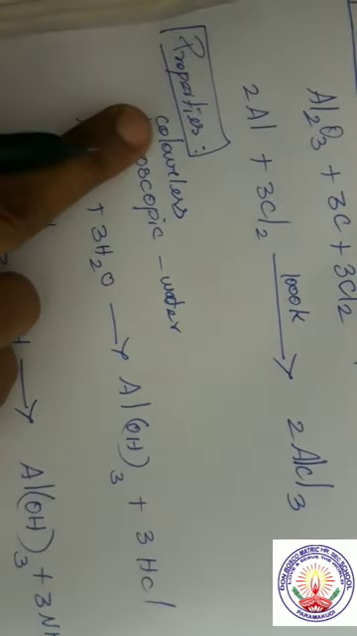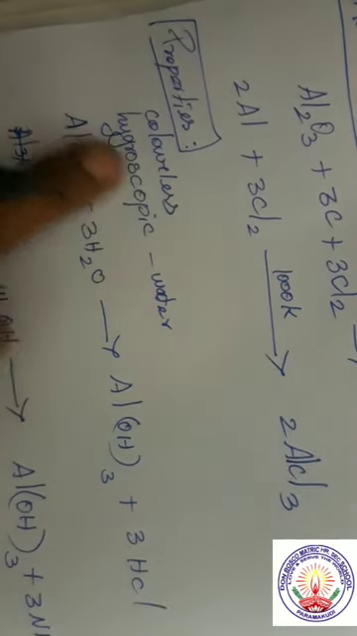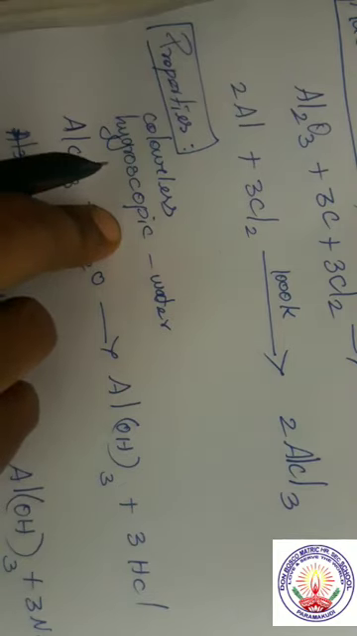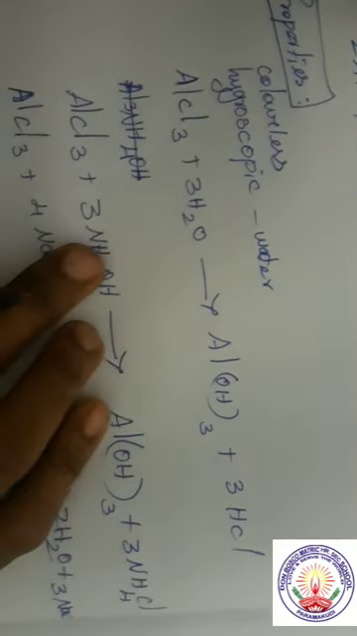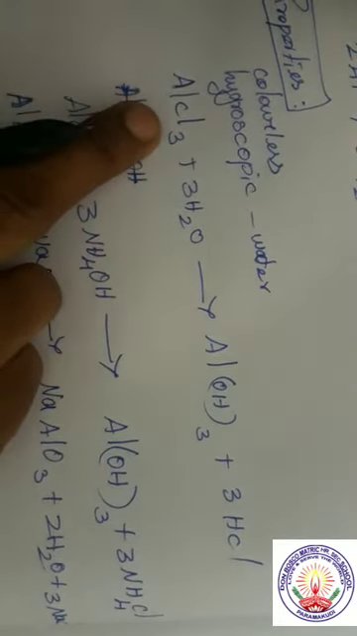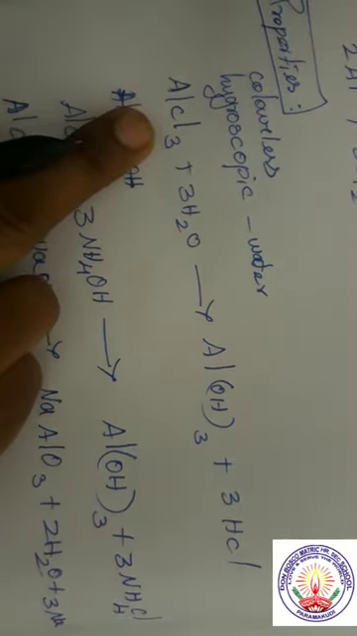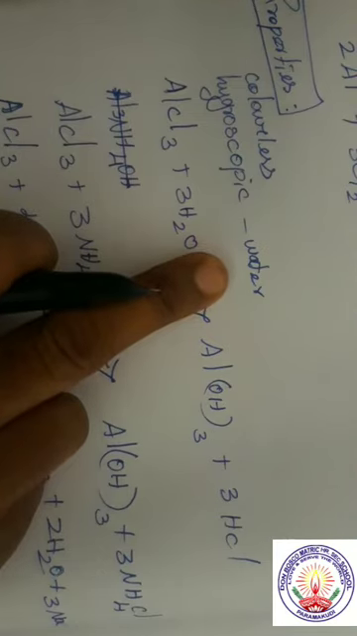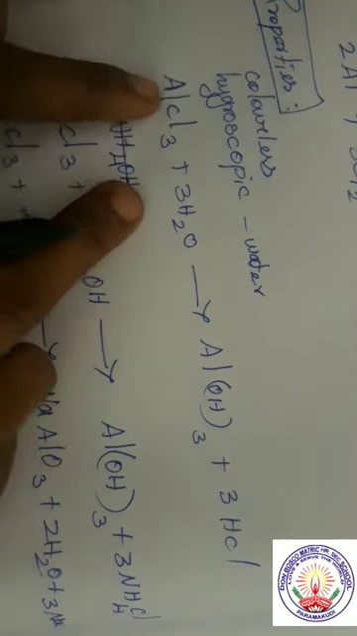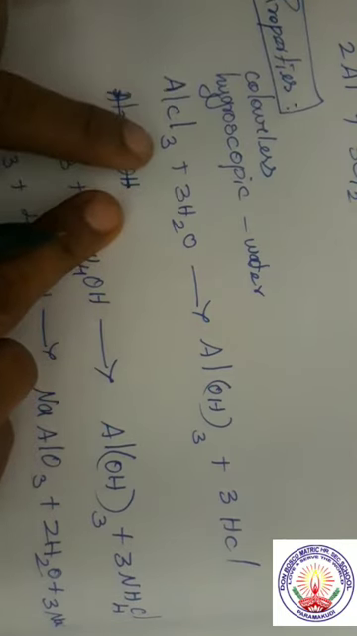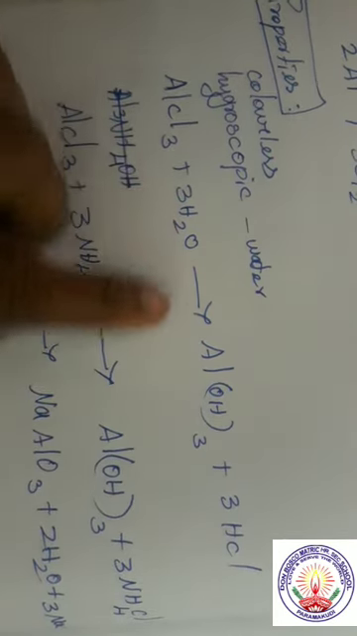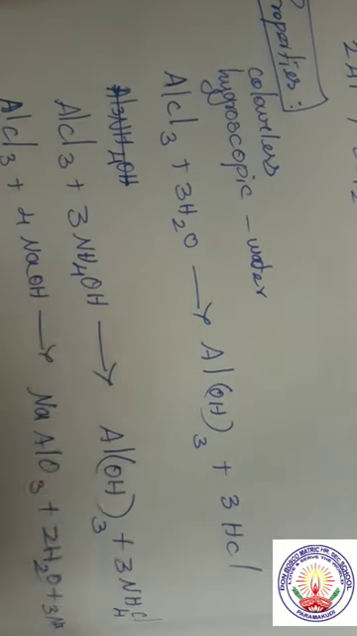Next, we shall see the properties of aluminium chloride. It is colorless and hygroscopic. Hygroscopic means it attracts water; it readily attracts water. Here we shall see this is acidic in medium, and it also produces hydrogen chloride. Here you see aluminium chloride is treated with water. We are getting aluminium hydroxide plus HCl.